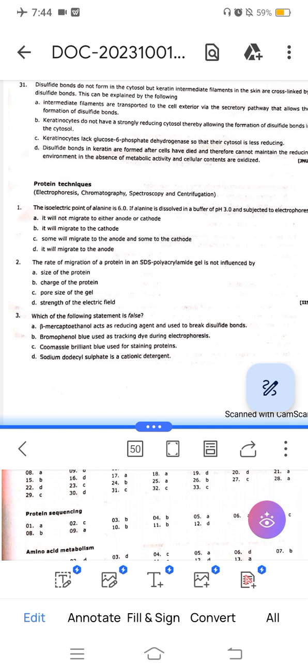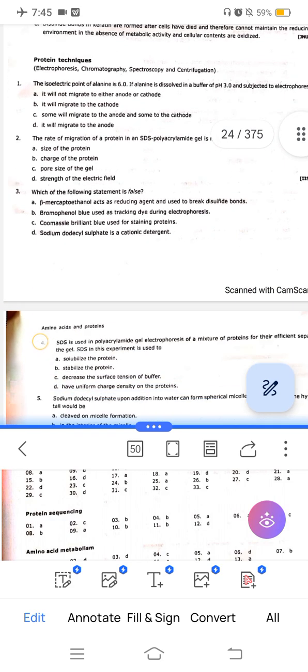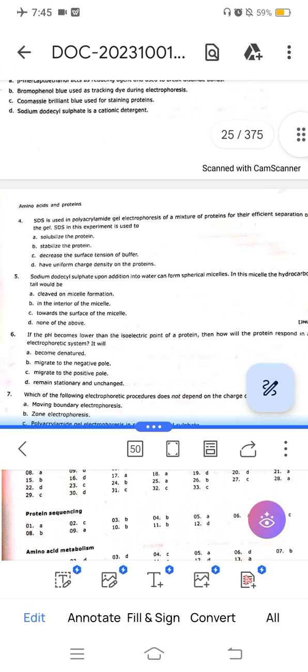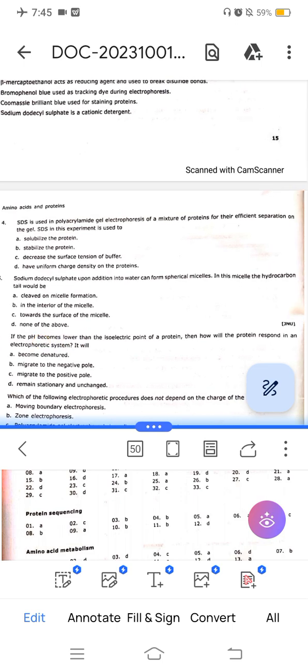No, that's not correct. So beta mercaptoethanol acts as a reducing agent and used to break disulfide bonds. Coomassie brilliant blue used for staining proteins. Yeah, that's right. Sodium dodecyl sulfate is cationic detergent. Yeah, that's right. And then SDS is used in polyacrylamide gel electrophoresis of a mixture of proteins for their efficient separation on the gel. SDS in this experiment is used to, for B means, stabilize the protein.